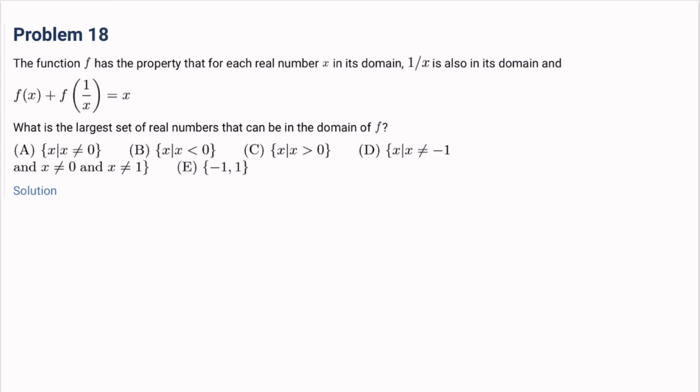Number 18. The function f has the property that for each real number x in its domain, 1 over x is also in its domain, and this is true. What is the largest set of real numbers that can be in the domain of f? First, let's look at just this one.